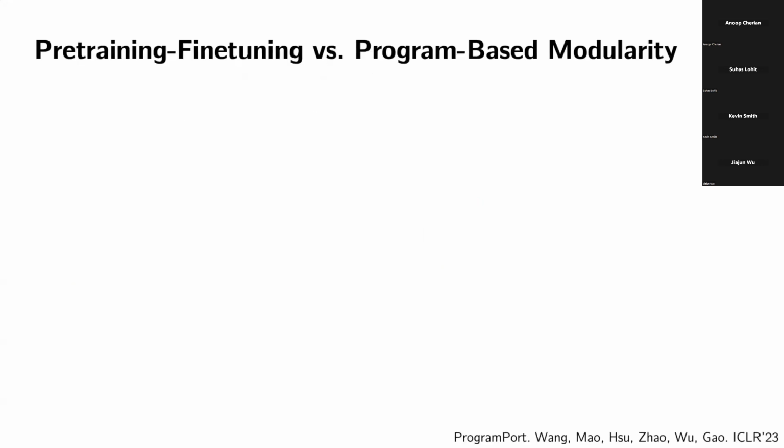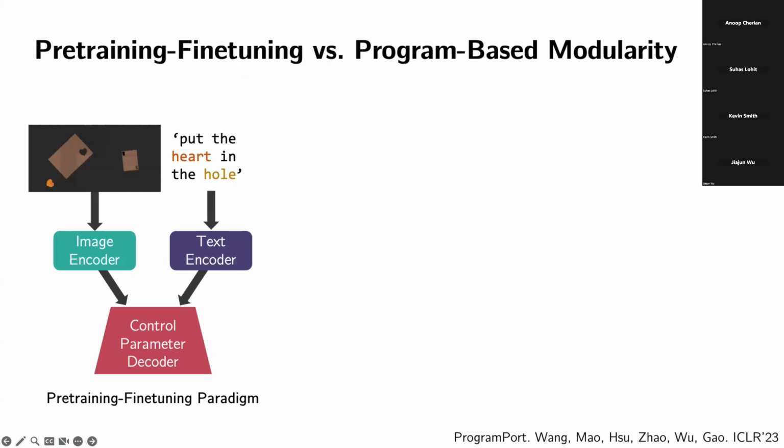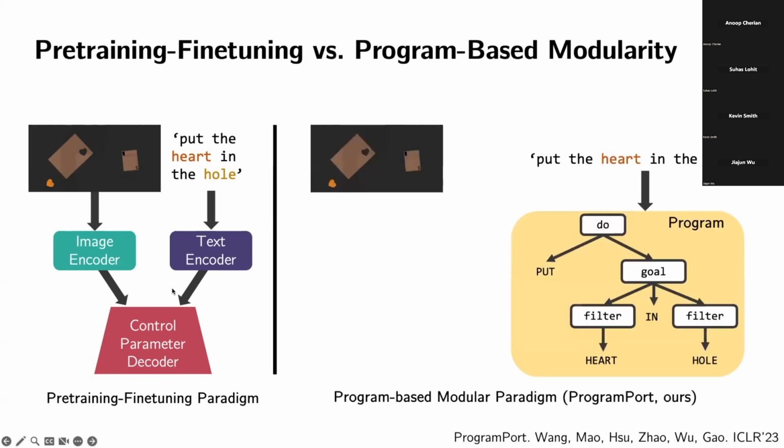Compare that with end-to-end models, where there's a huge pre-trained model that you want to fine-tune. In these models, there's an image, and you send it to your pre-trained image encoder. You send text to a pre-trained text encoder, and then you have a small neural network that tries to decode control parameters. But here we have a more structured representation.